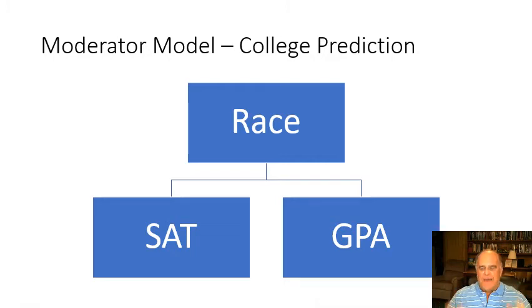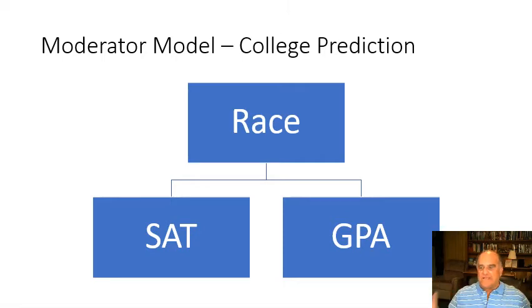Now, when we say moderated, we mean that the relationship between SAT and GPA either changes direction or changes strength as a function of the race of a group of individuals. So we might, for example, argue, and it's been argued frequently, that the relationship between SAT and GPA is stronger for individuals who identify their race as white than for individuals who identify their race as African American.